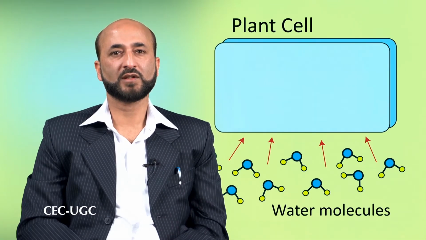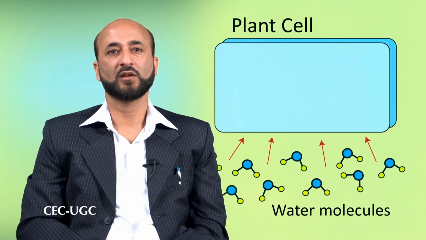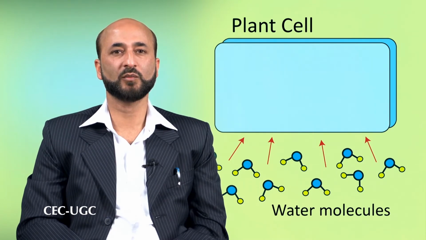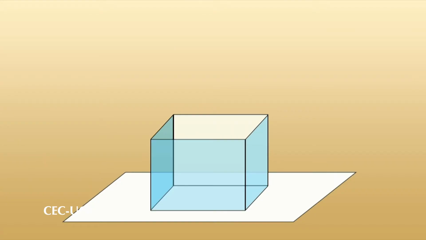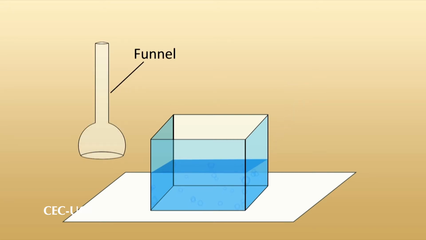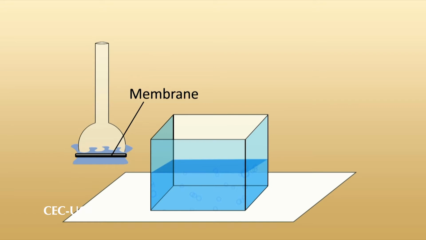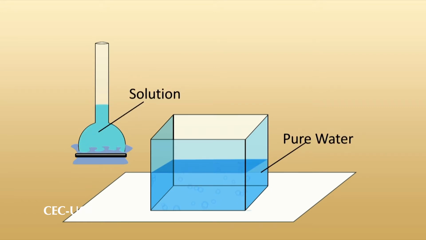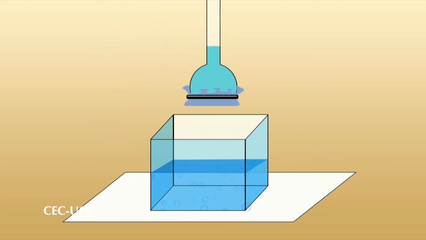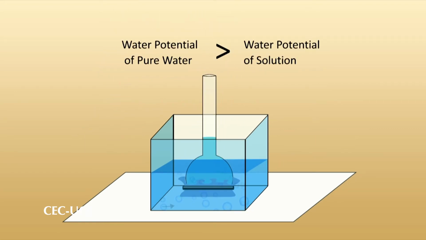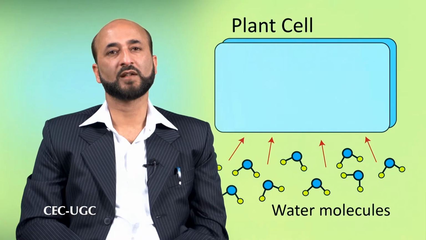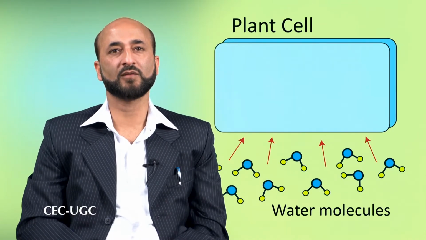The two components of water potential can be easily demonstrated by using a device called osmometer. It is constructed by closing off the open end of a thistle tube with a selectively permeable membrane. The tube is then filled with a sugar solution and inverted in a container of pure water. Now, let us take the different components of water potential.